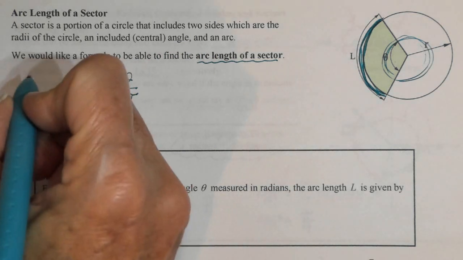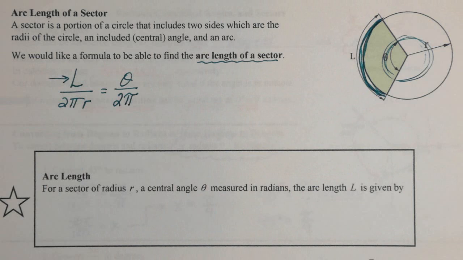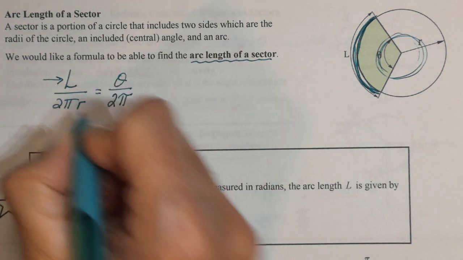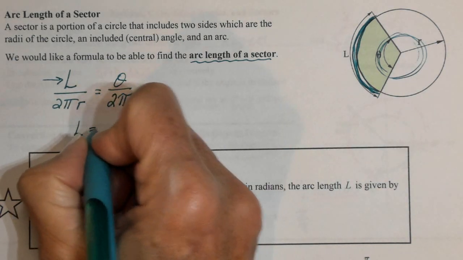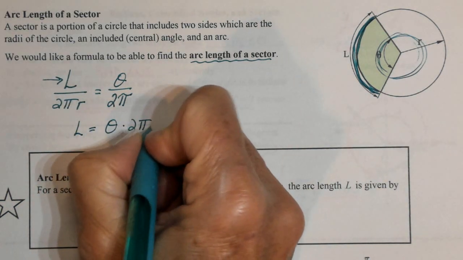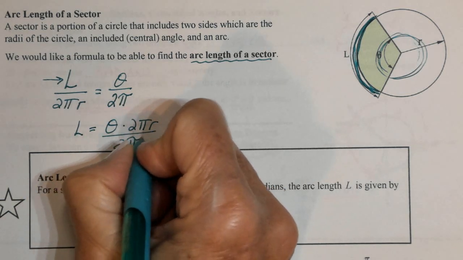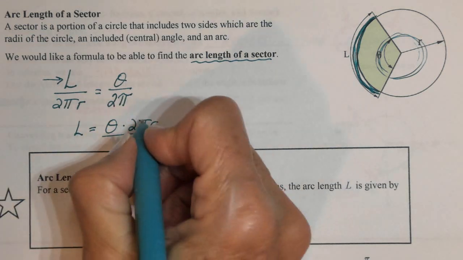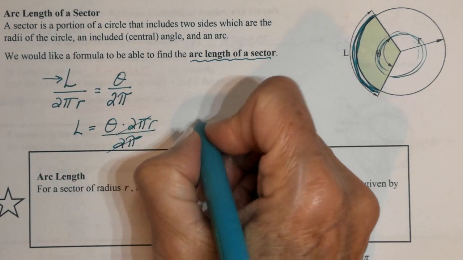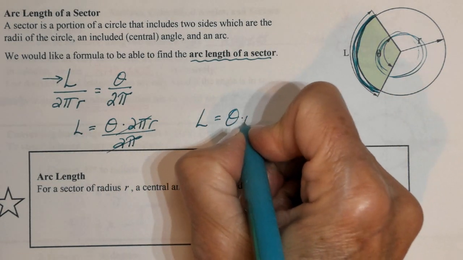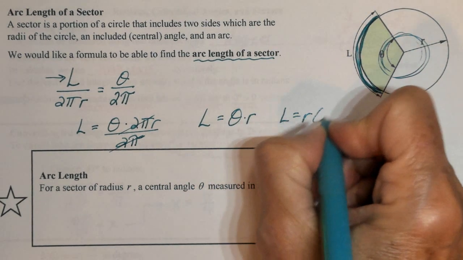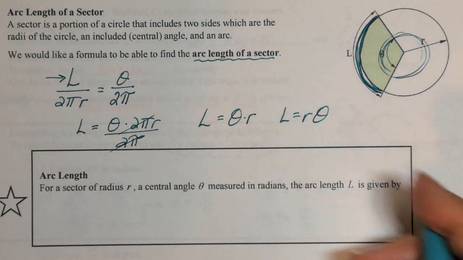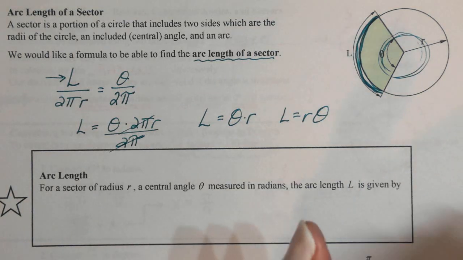I want to solve that for L. So I set up a proportion, now I'm solving it for L. I'm going to multiply both sides by 2 pi r. What happens? Well, the 2 pi and the 2 pi reduce out, and I get that L is equal to theta times r, or for some reason it has a better ring off the tongue if you say r theta. There's something a little bit more pleasant about r theta.